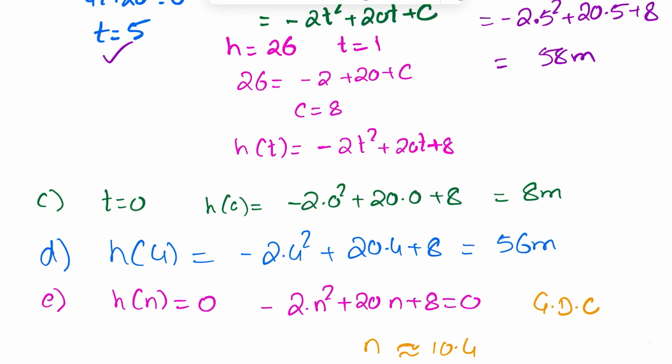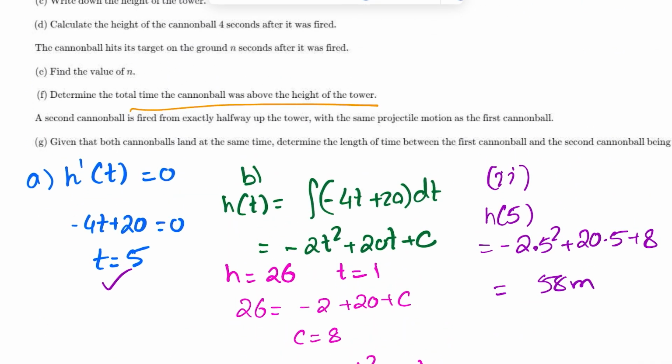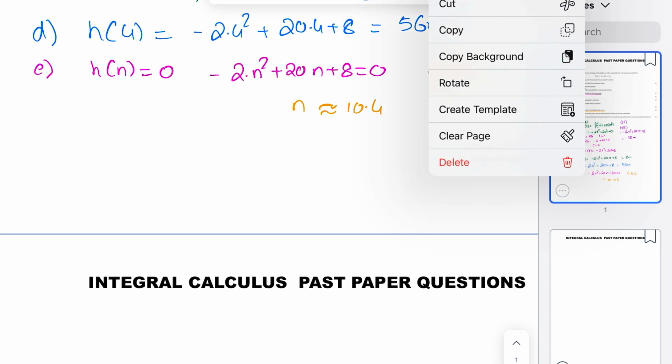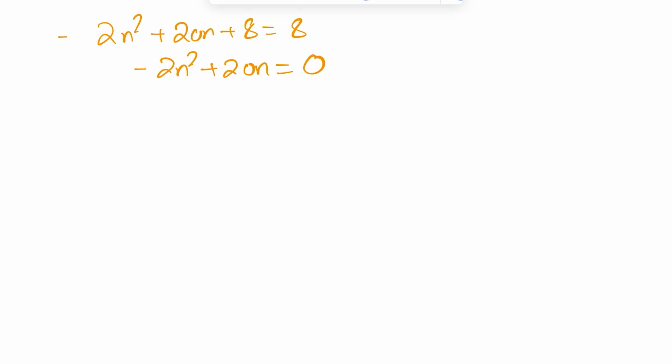Now part F, he is asking for how much time the cannonball is above the height of the tower. What was the height of the tower? The height of the tower was 8. So it should be equal to 8. So I take minus 2n square plus 20n plus 8 equals 8. What does it become? Minus 2n square plus 20n equals 0. From there again you can use the GDC, so you get t equals 10 seconds. So at 10 seconds it is going to be the height of the tower, which is 8 meters.